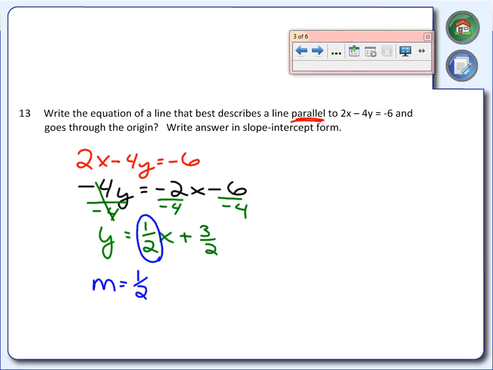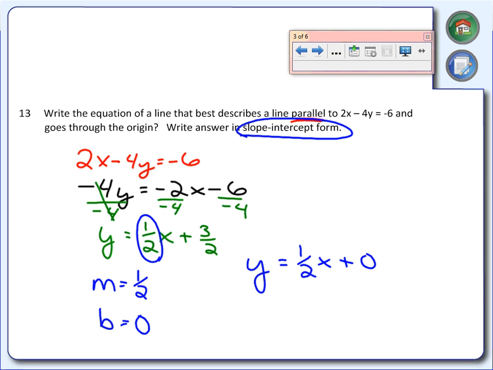Now, notice there it says it's going to go through the origin. Well, if that's true, we're going to have a y-intercept of 0. If it's going through the origin, we have to have a y-intercept of 0. So, I have a slope. I have a y-intercept, which means I can write the equation in slope-intercept form. And that equation is y equals 1/2 x plus 0. Do I really need to put the plus 0 back there? No. And there's the equation. This is an equation of a line that runs parallel to 2x minus 4y equals negative 6, and it also goes through the origin.